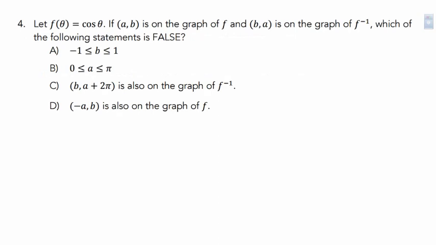All right, so number 4, let f of theta equal cosine theta. If (A, B) is on the graph of f, and (B, A) is on the graph of f inverse, which of the following statements is false?